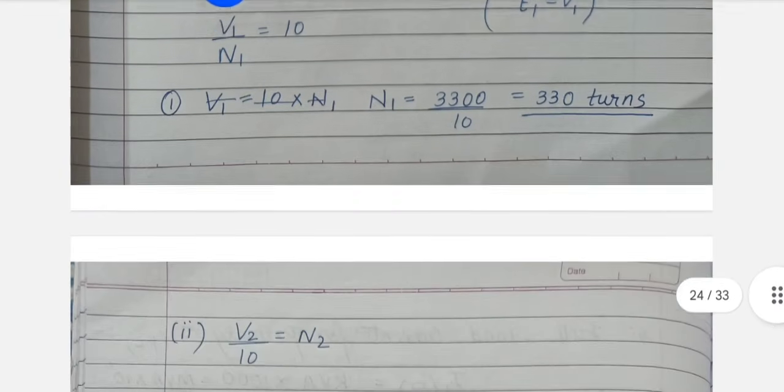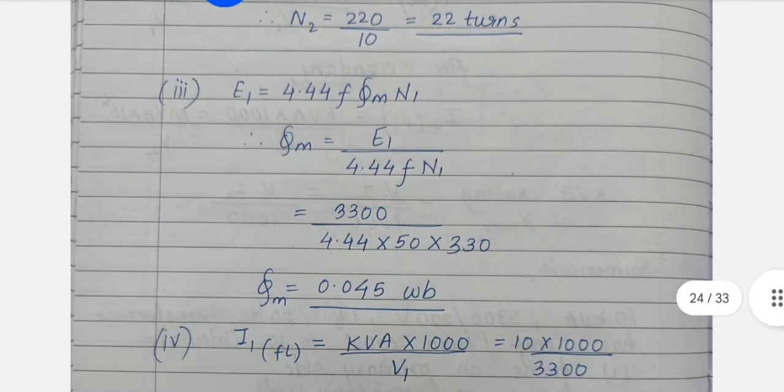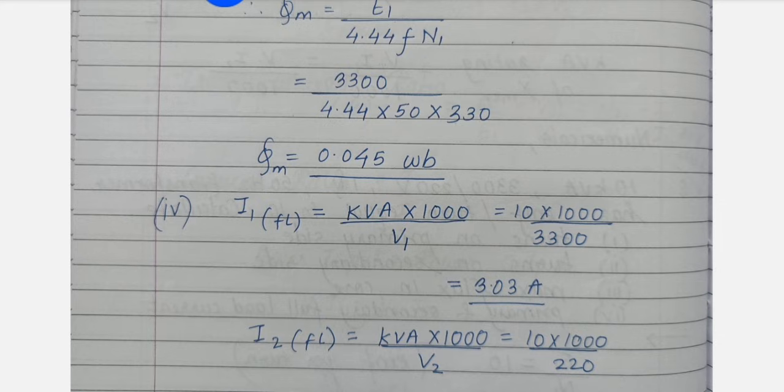So for maximum flux in the core, that time you have to use this formula, that was the EMF equation for transformer. Okay, so E1 equal to 4.44 F phi N1. So from this we can calculate maximum flux, that is 0.045 Weber.